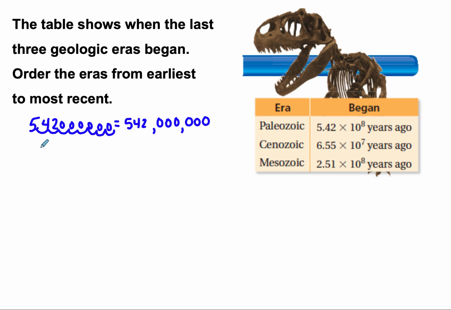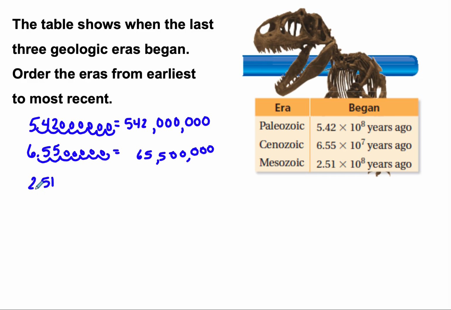Okay, Cenozoic, 6.55 times 10 to the 7th. So 1, 2, 3, 4, 5, 6, 7. That's going to give me 5 zeros. So 1, 2, 3, 4, 5. And then my 5, 5, 6. So this was 65,500,000 years ago.